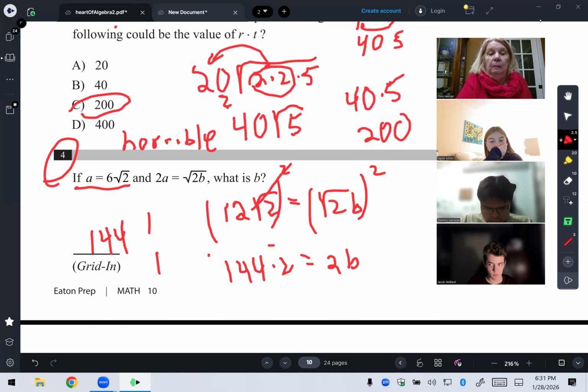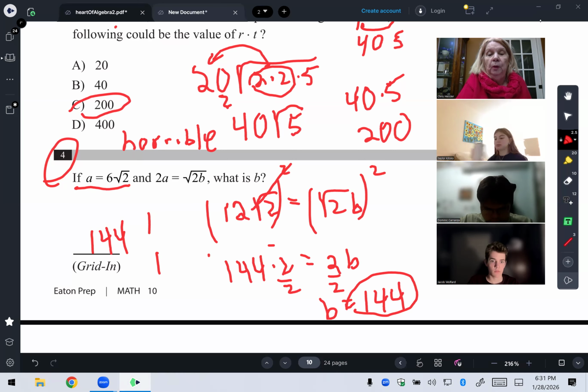2 times B, divide by 2. So B has to be 144. And we always like to vote on which way to do it.